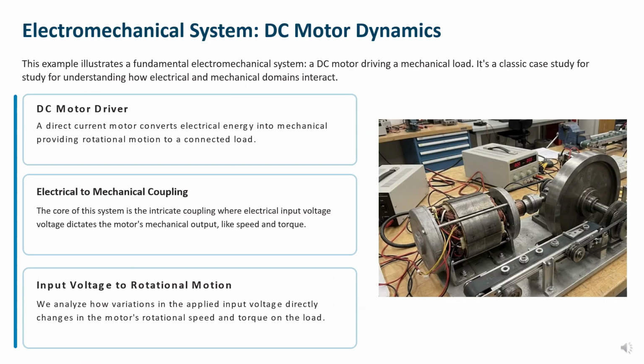And this slide shows a classic multi-domain system, a DC motor. An applied electrical voltage drives the current in the winding, which generates torque and produces mechanical rotation. At the same time, the rotor's motion induces a back electromotive force that opposes the applied voltage and affects the current. This creates a bidirectional coupling between electrical and mechanical domains. Because these interactions occur simultaneously, both domains must be modeled together. Ignoring either side leads to inaccurate prediction of motor behavior and system performance.